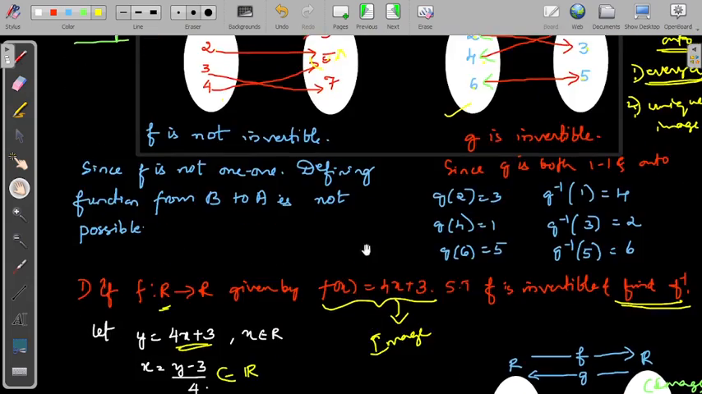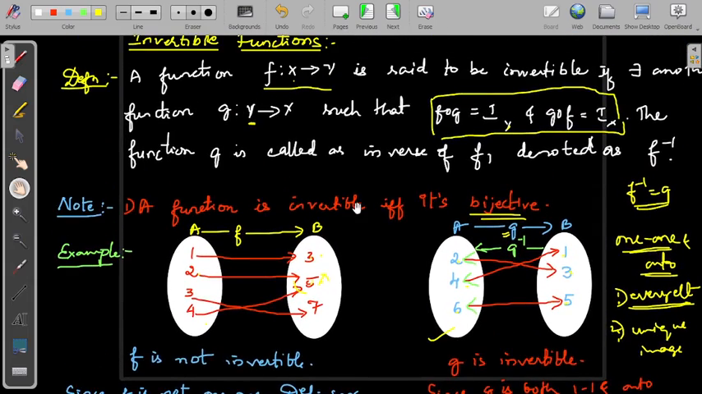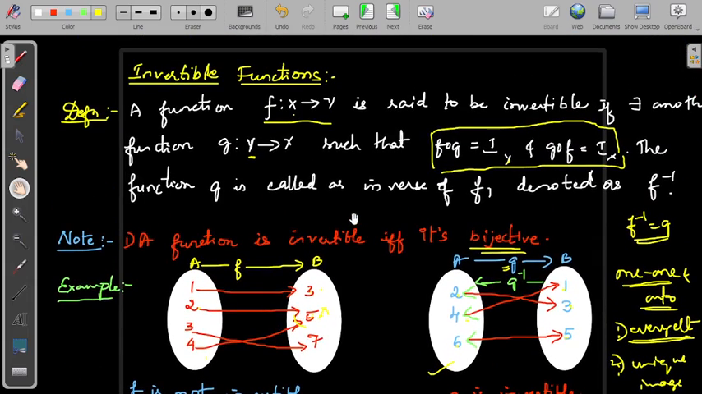The concept of invertible functions exists only when the given function is both one-one and onto, or else the given function is a bijection. So in that case only we can define the inverse of a function.